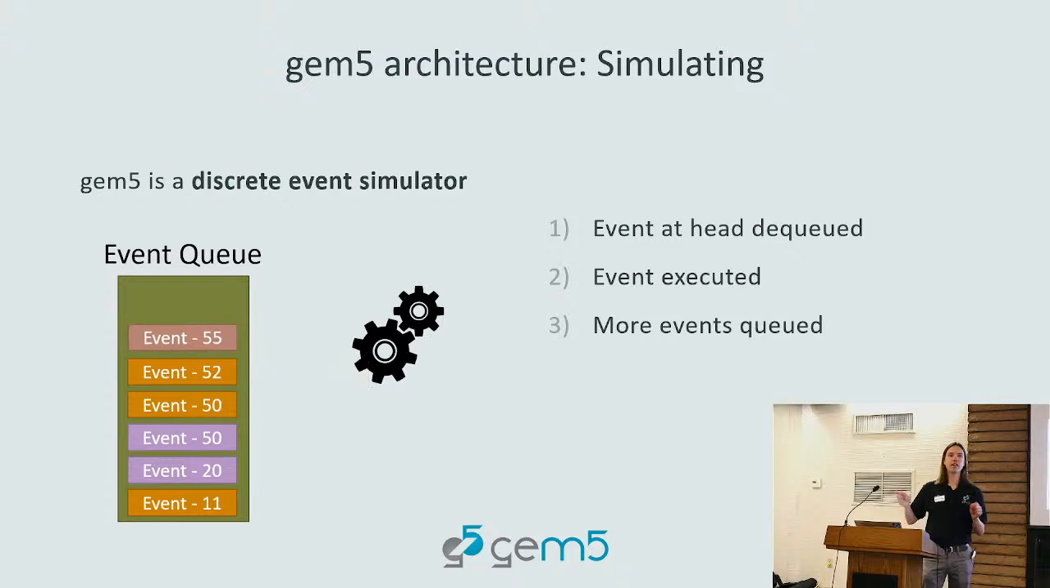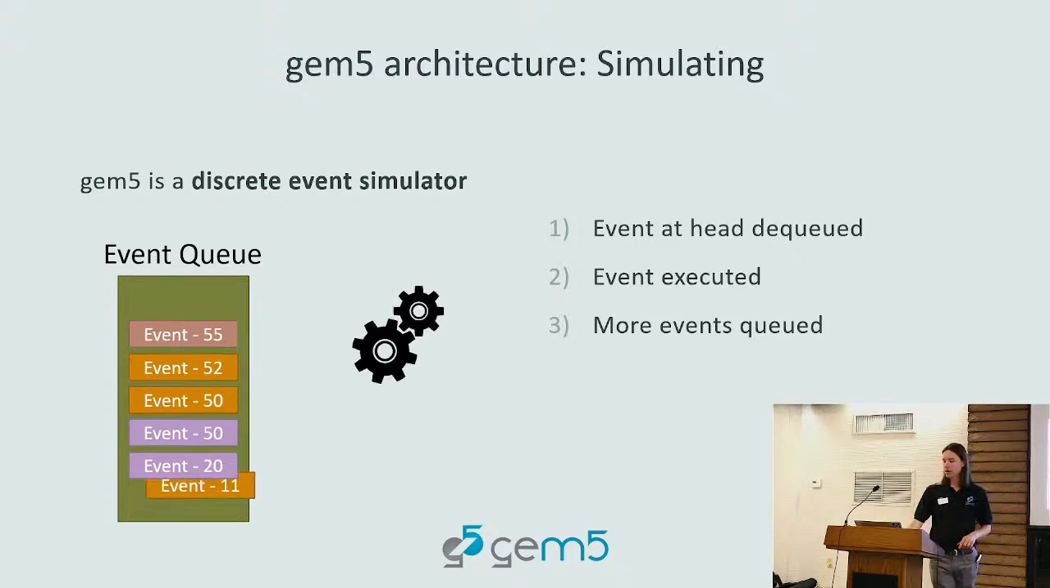That event might create new events. For instance, in this case, the event at time 10 created an event at time 55. That then goes back onto the event queue, and we just do this over and over again. Event number 11 could create an event, say at time 51. This event queue is a priority queue, a sorted list, so that would go into wherever it needs to go. So it's executed in time order.